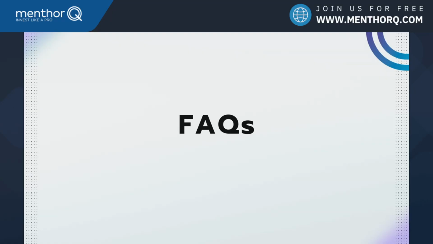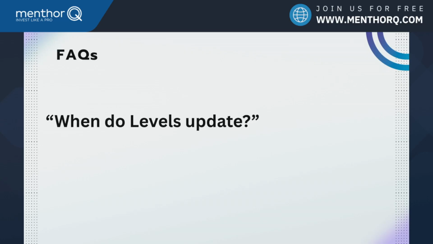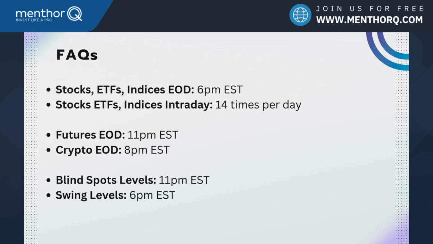Next, we are going to go into some frequently asked questions, and then we're going to go into some examples. So the first question that we get is, when do the levels update? We have different types of levels. We have levels on stocks, ETFs, indices. Those are both end of day. The end of day data updates at around 5:30 to 6 p.m. Eastern time after the market close.